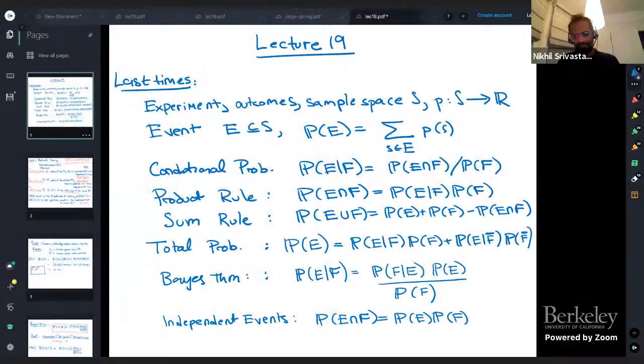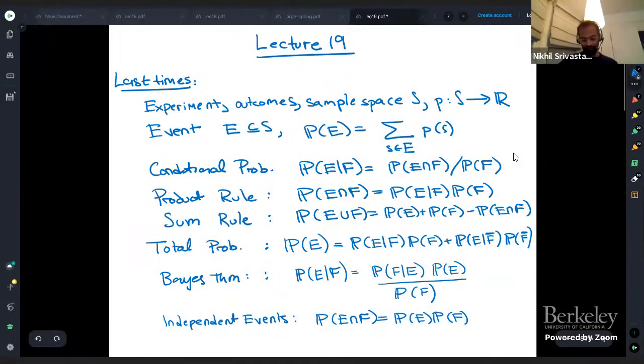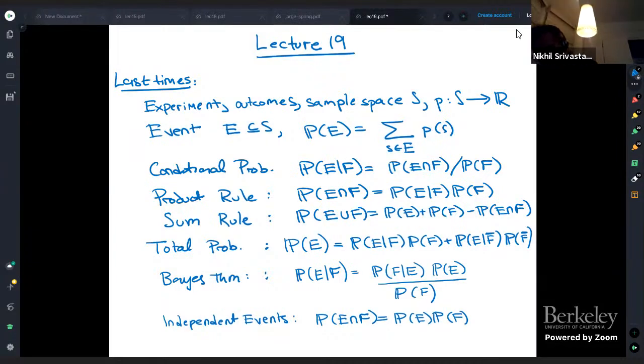So it's lecture 19. Since we've covered a lot of concepts in the last two lectures, I'm just going to start by showing you this list of all the key definitions that we've been through. Here's the framework of probability that we've developed in the last two lectures.